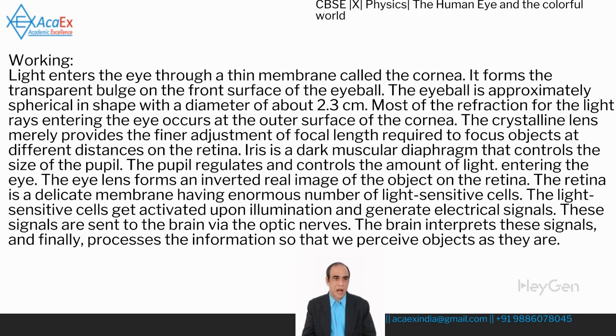Light enters the eye through the cornea, forming a transparent bulge. The cornea handles most refraction, while the crystalline lens adjusts focal length for focusing. The iris controls pupil size, regulating light entry. The eye lens creates an inverted image on the retina, activating light-sensitive cells. These cells send signals via optic nerves to the brain for interpretation.